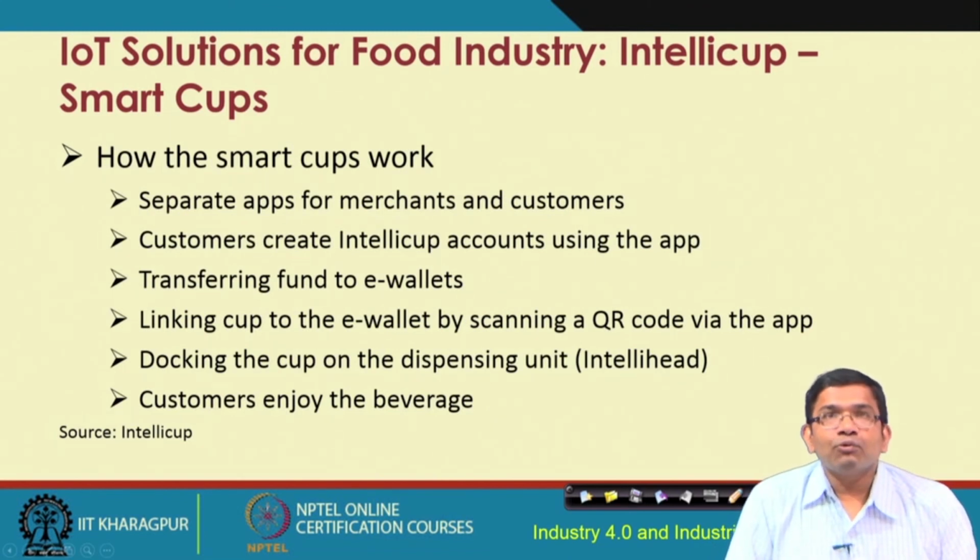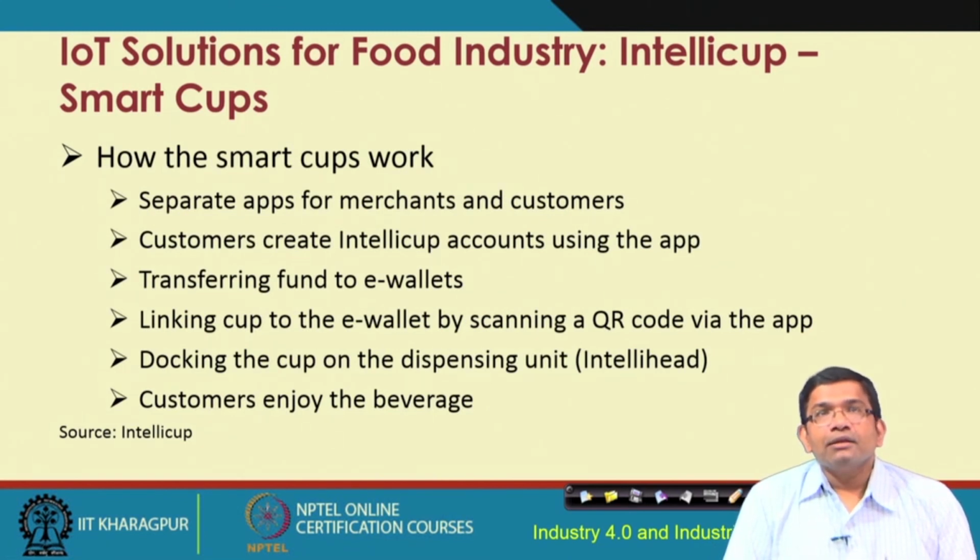So, how does the smart cup work? Basically there are separate apps for the merchants and the customers. The customers create IntelliCup accounts using the app. They transfer the funds to the e-wallets, and thereafter the cups are linked to the e-wallet by scanning a QR code via the app and docking the cup on the dispensing unit using the IntelliHead. So, customers thereafter enjoy the beverage that is finally produced through this smart cup.